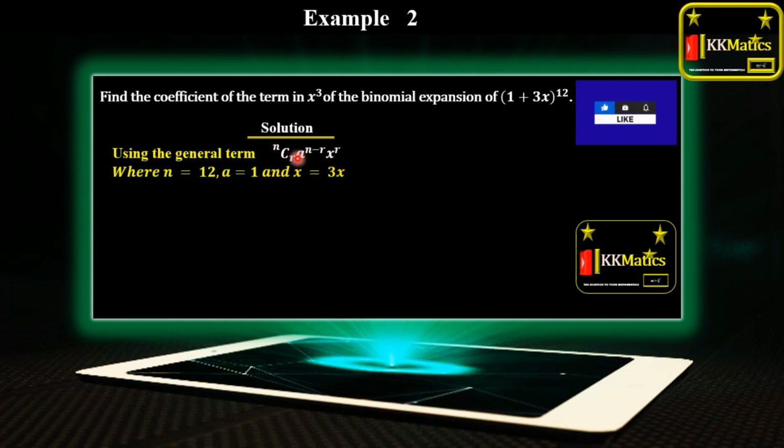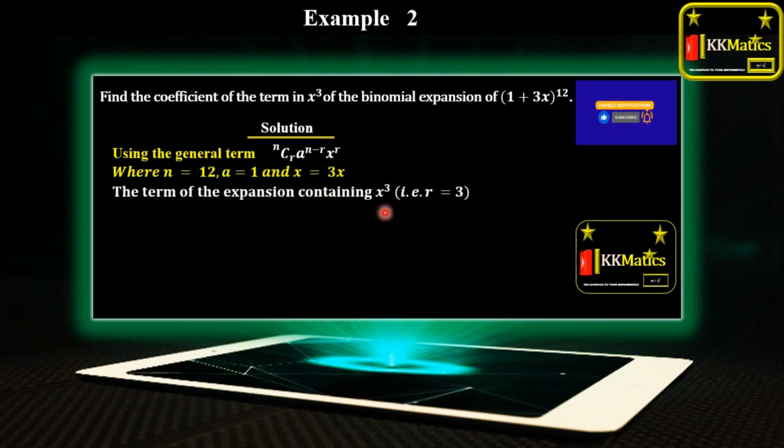So we have n here to be 12, and our first term here is 1, which is the a, and our x here is 3x. So we make use of that. The term of this function contains x cubed. That means our r is 3.